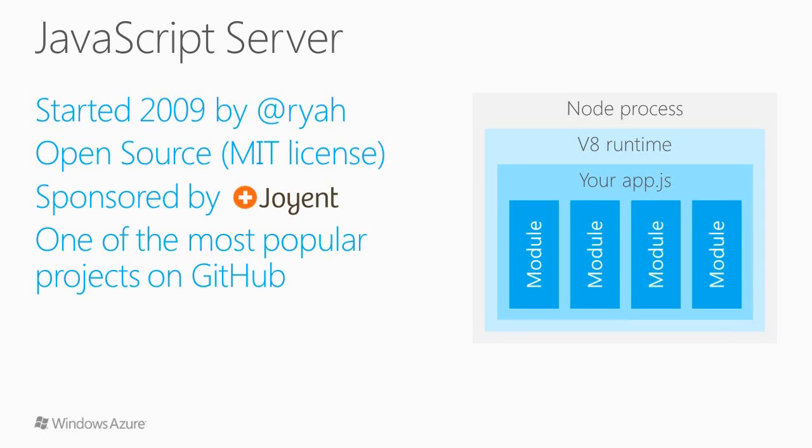At the core of a Node.js application is the Node process. This process runs as node.exe on Windows. Node runs the JavaScript V8 runtime. Your application runs on top of the Node process and the V8 runtime. Your app is composed of JavaScript you write yourself as well as third-party modules.